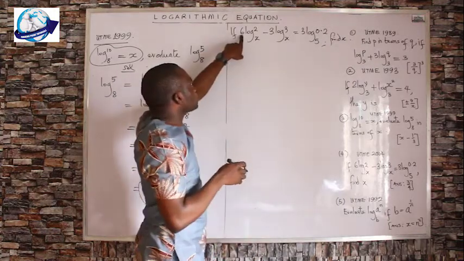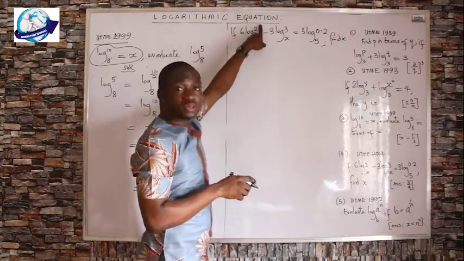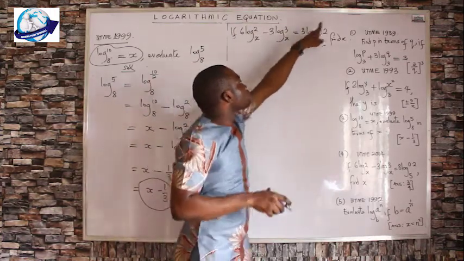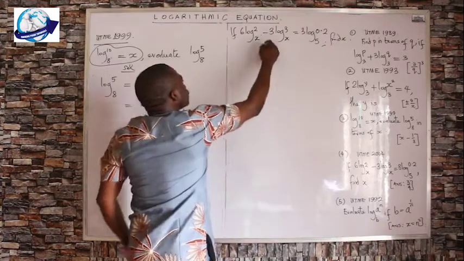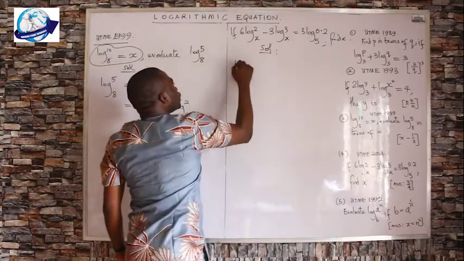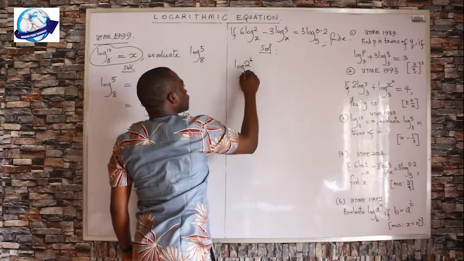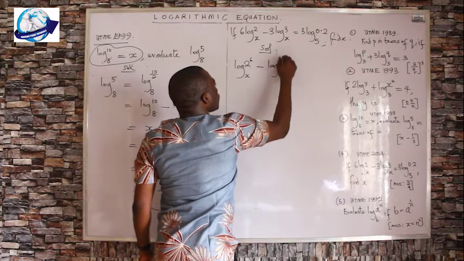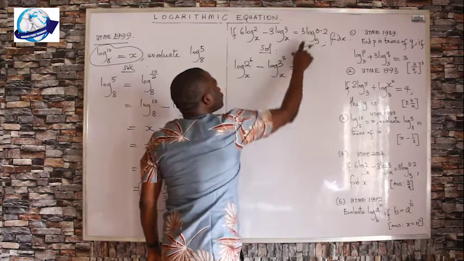This 6, can we do something about it? Of course, it goes as a power, and this goes as a power, and this goes as a power. Let's start quickly. You are used to this now, I believe. So this goes as a power. We have log 2 raised to the power 6 base x. The minus 3 goes as a power. We have log 3 raised to the power 3 base x, and then this goes as a power.